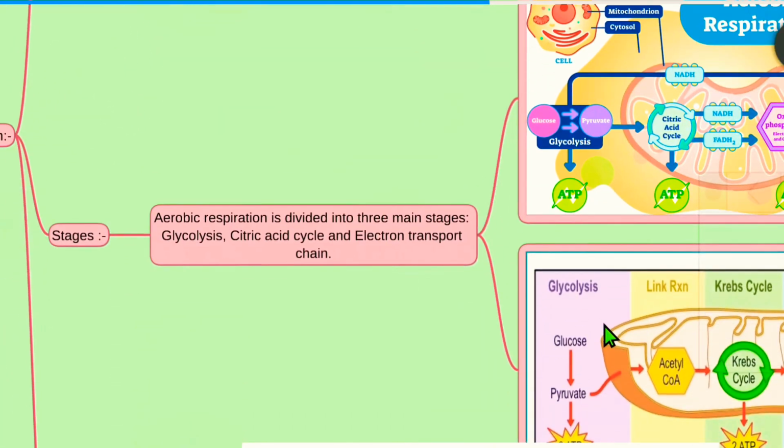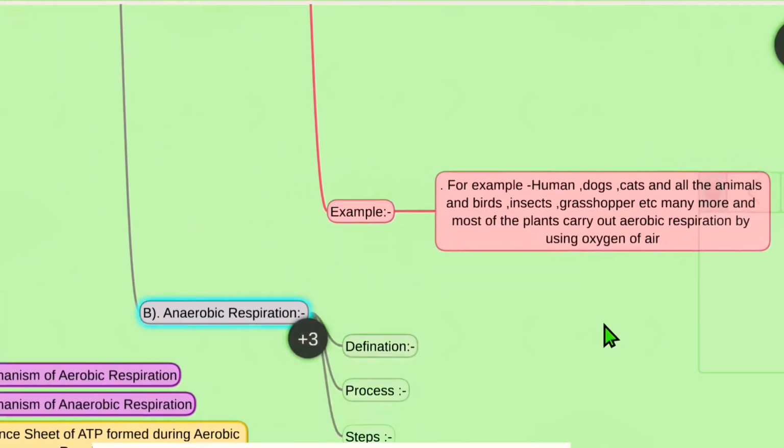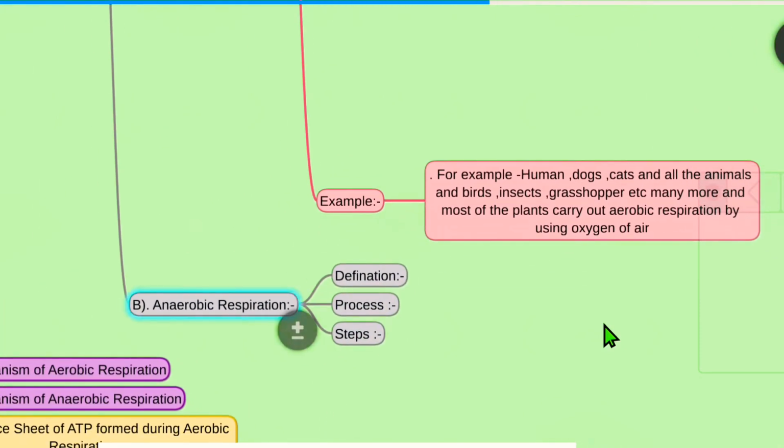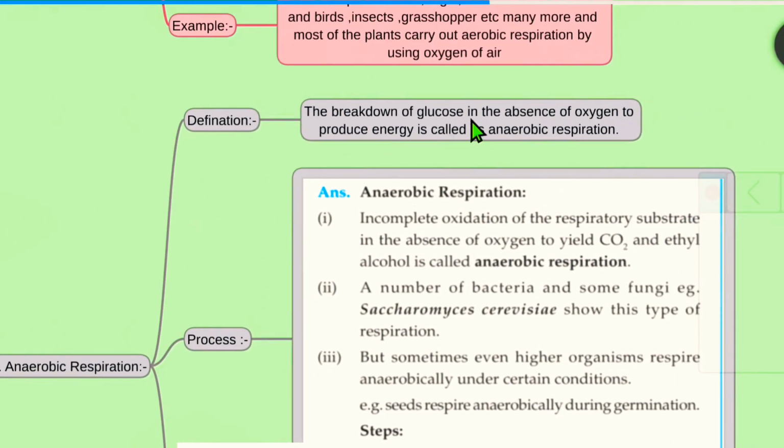Very simple. We'll see in the next part the anaerobic respiration. So see the first definition. What is anaerobic respiration? The breakdown of glucose in the absence of oxygen to produce energy is called anaerobic respiration.